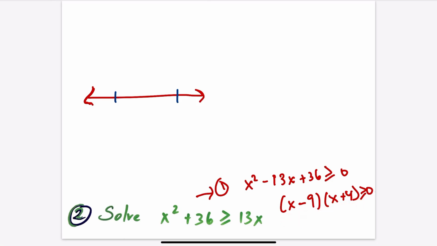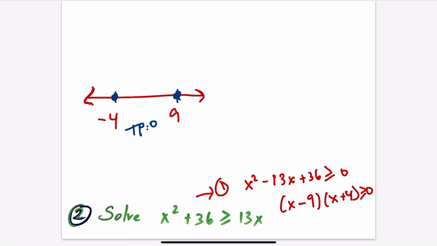Step 3, open or close circle on the intercept. So we're gonna have 9 here, and then we're gonna have -4 here, and then they're both closed because they're both a numerator, right? And also this is greater than or equal, so they're both gonna be closed. Now I'm gonna test point 0.